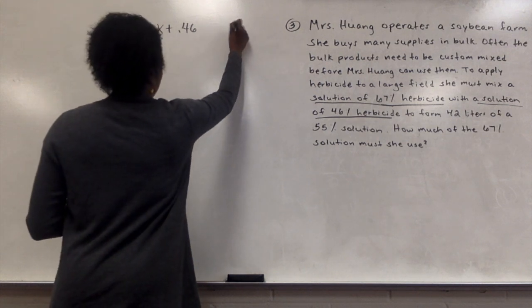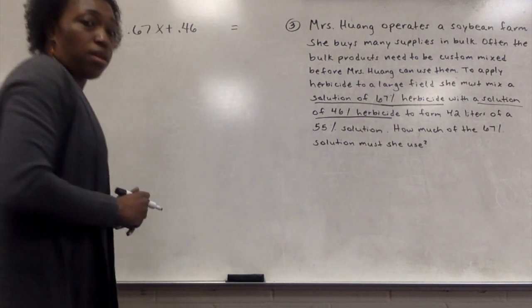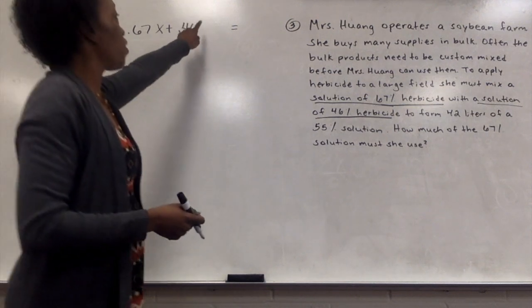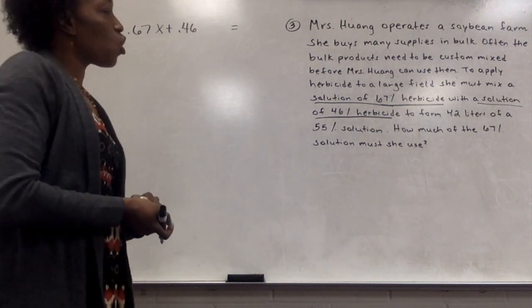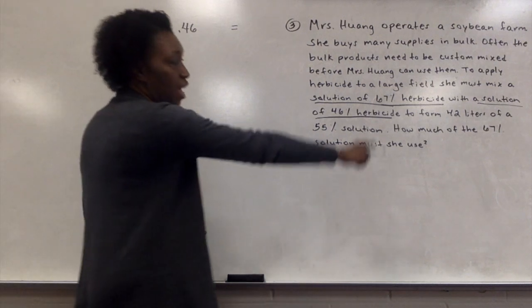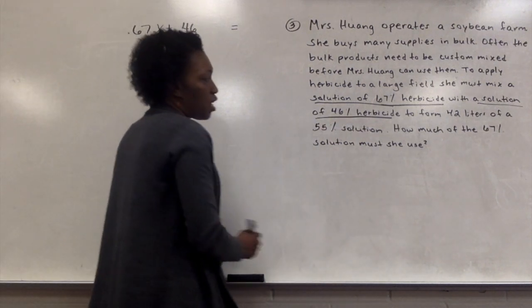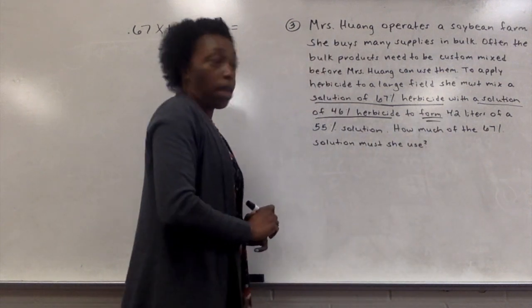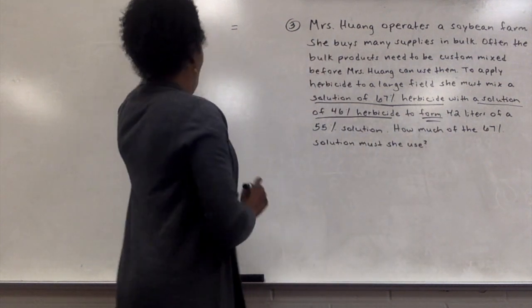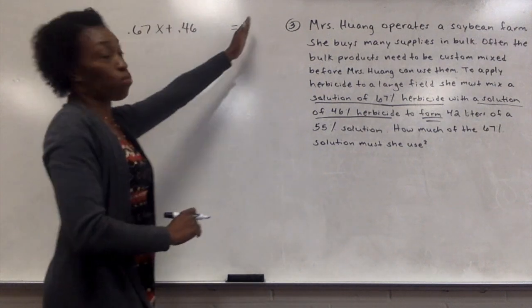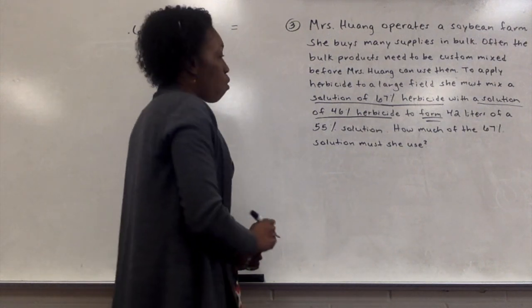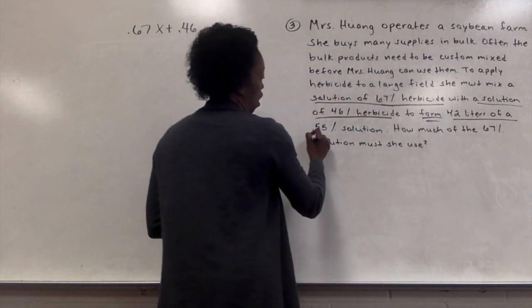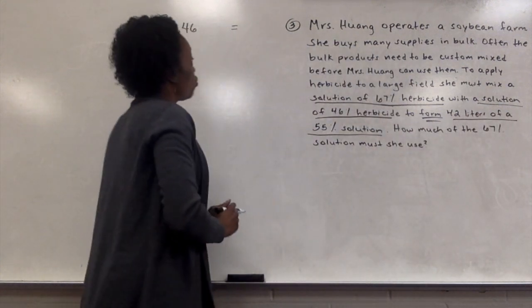So I'm going to leave that blank for right now because there's something I'm going to use to help me go back and fill this part in. So I'm going to go down to the last part that's given to me. It's going to form. So right here it says to form. That means all of this mixture over here is going to equal something. It's going to form 42 liters of a 55% solution.